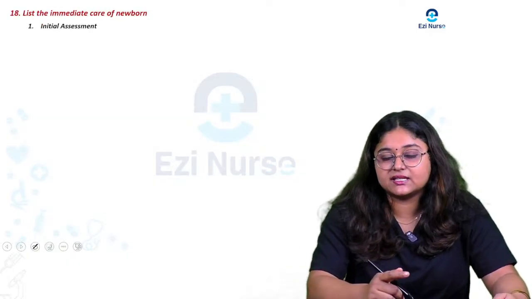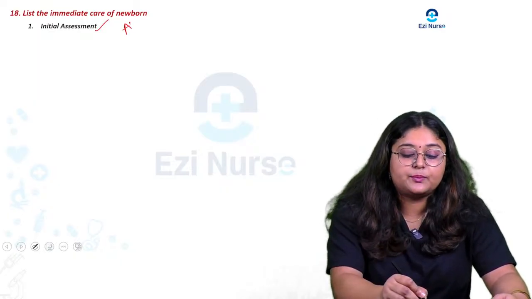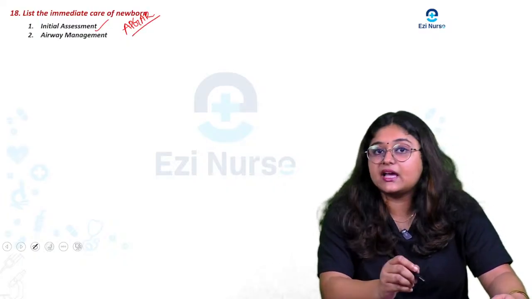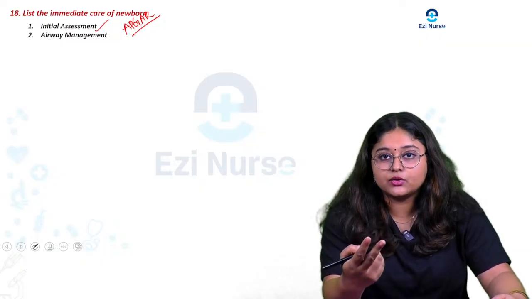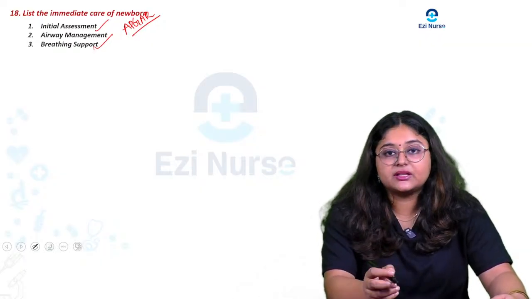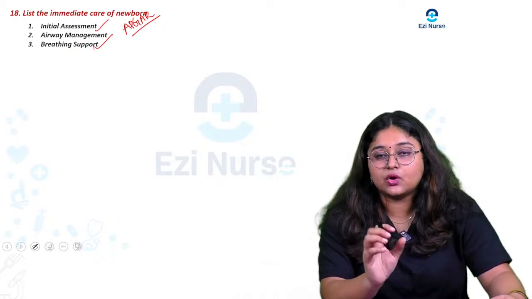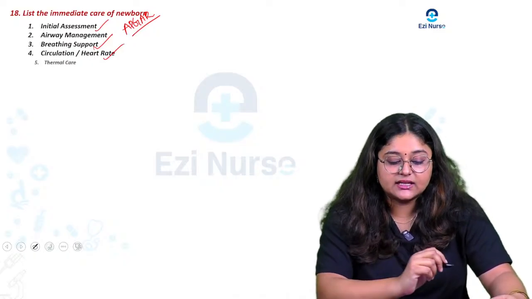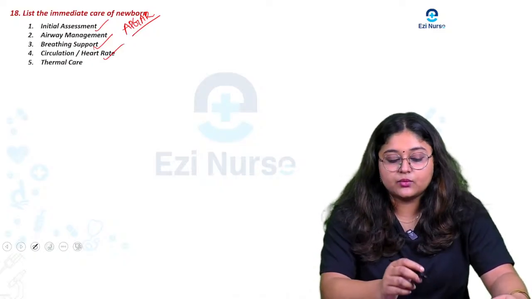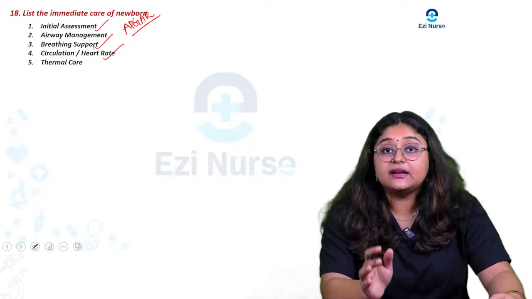First is initial assessment, like chest flaring, grunting, breathing, then APGAR score; that is also under initial assessment. Next is airway management. Chest flaring as well as the breathing pattern we also have to check. Next is breathing support. If there is breathing difficulty, as breathing support we can give an oxygen mask or sometimes the Ambu bag. Next is circulation and heart rate. Next is thermal care we have to provide. Immediately after delivery we have to shift the baby to the radiant warmer.